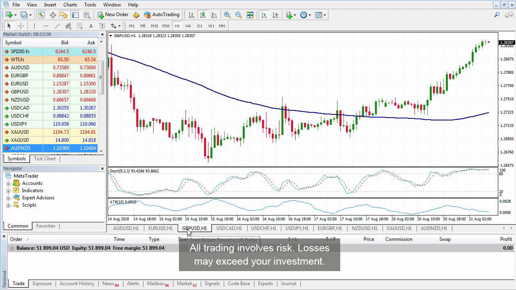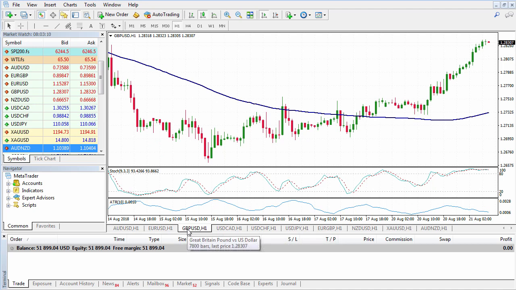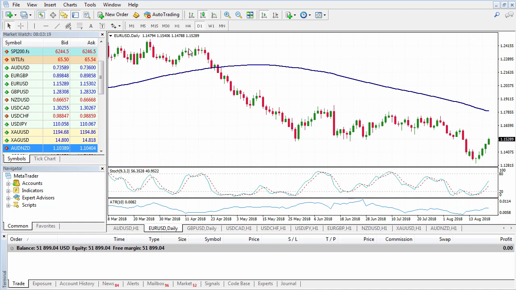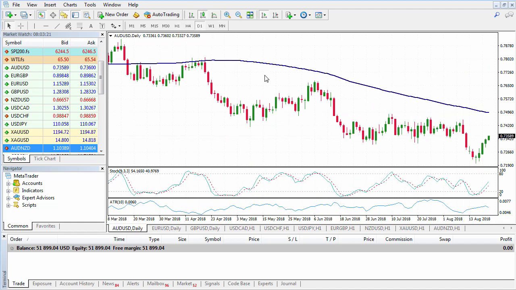Now, the US dollar has been on a fairly significant rise, which has been really strong. So on the daily, you can see the pound has been getting absolutely smashed and the euro has been smashed and the Aussie dollar has been heading pretty south consistently as well.